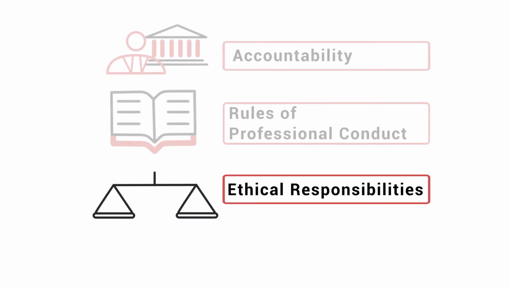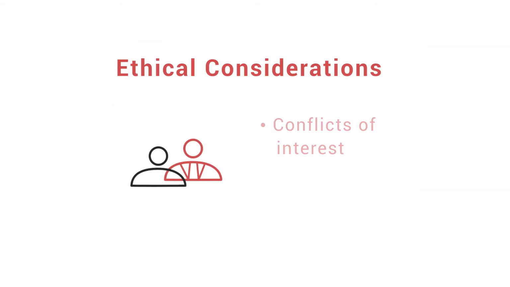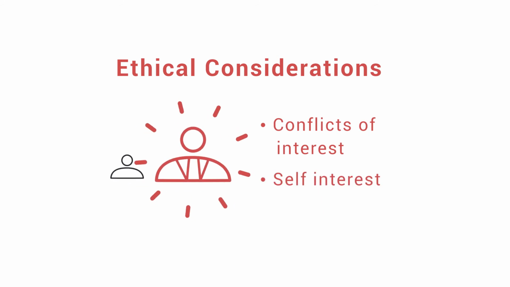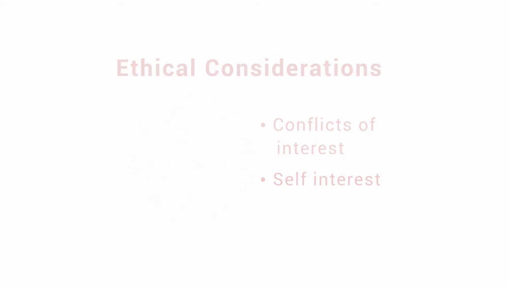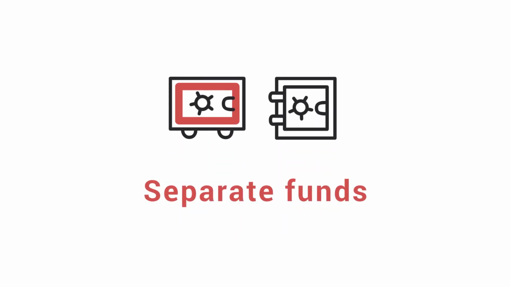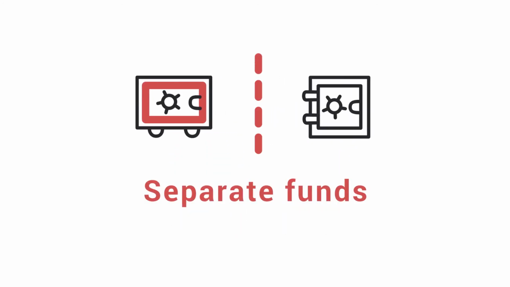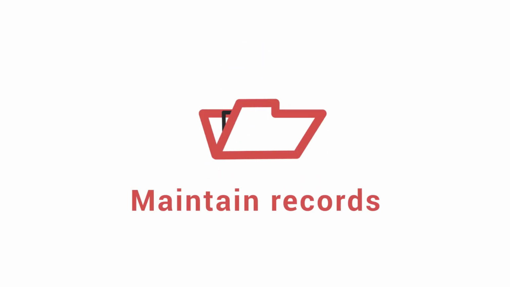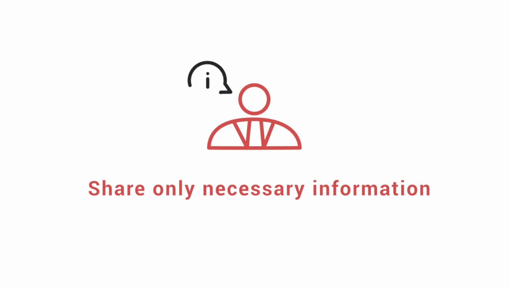Finally, let's talk about some helpful ethical considerations. Avoid conflicts of interest, including those with current or former clients, as well as self-interest. If you are appointed as guardian of the property, keep guardianship funds separate from your own money, and maintain excellent records of all transactions. Share only information about the minor or disabled person that is reasonably necessary to perform your duties as guardian or to protect that person from harm.